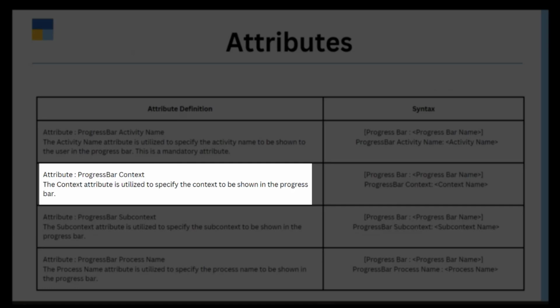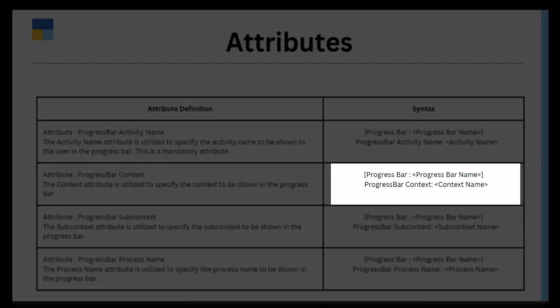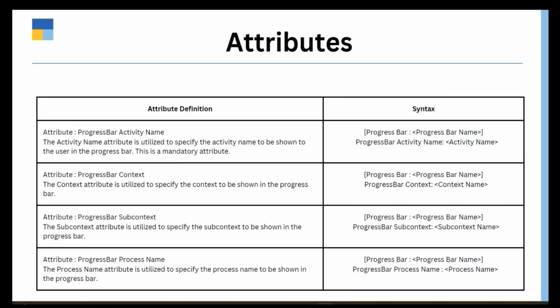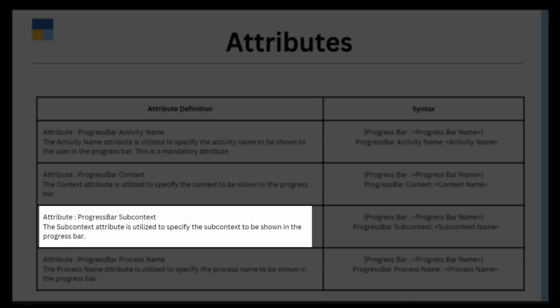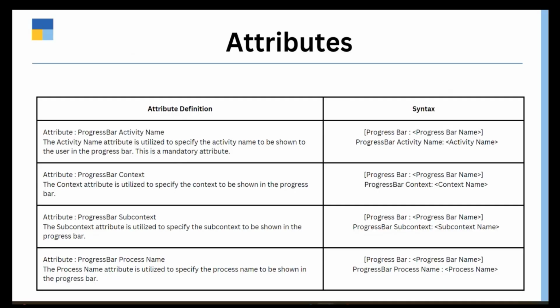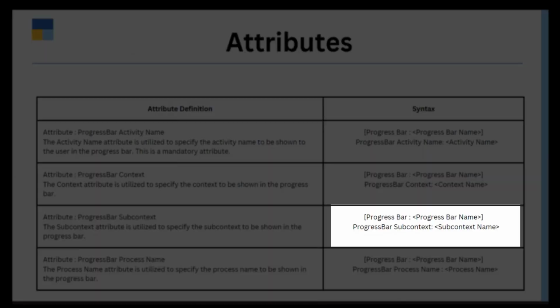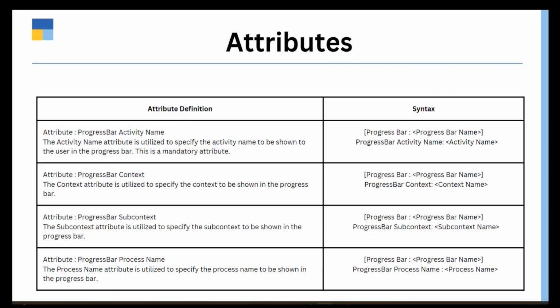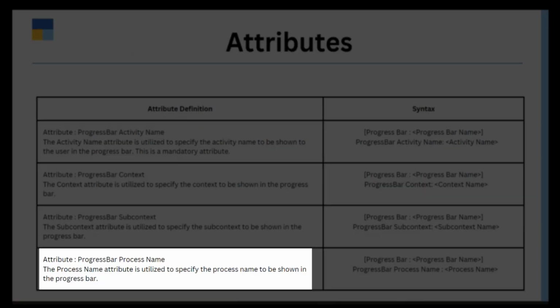It is used to specify the context to be shown in the progress bar. The syntax for the same is as shown: attribute name, which is context, followed by defining the name of the context. The next attribute we have is subcontext. It is used to specify the subcontext to be shown in the progress bar. The syntax for the same is as shown: attribute name, which is subcontext, followed by defining the name of the subcontext. The next attribute we have is process name.